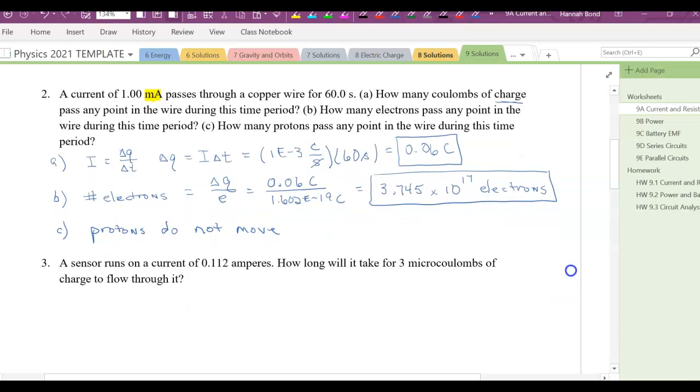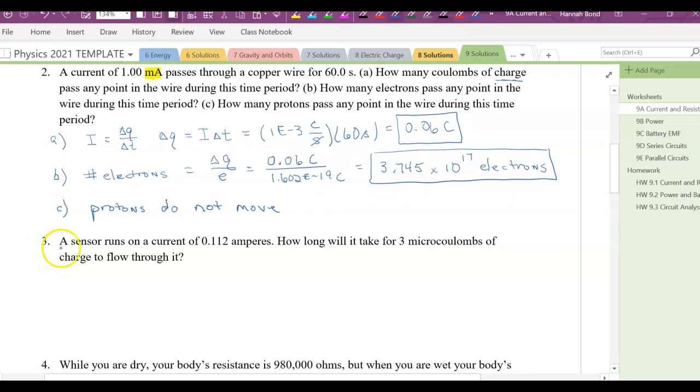Okay, let's do one more. Number 3, a sensor runs on a current of 0.112 amperes. So how long will it take for 3 microcoulombs of charge to flow through it? Here, it looks like we're looking for the amount of time. It's the same relationship. Current is the net charge divided by the elapsed time, but I'm looking for time, so I'm going to isolate the time. Time would be the net charge divided by the current.